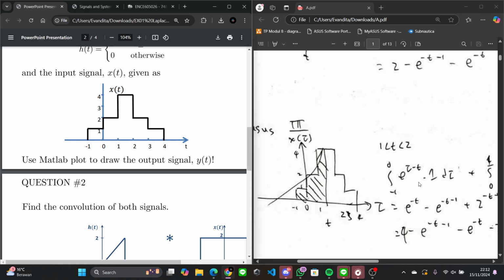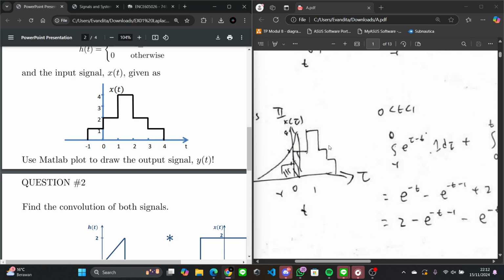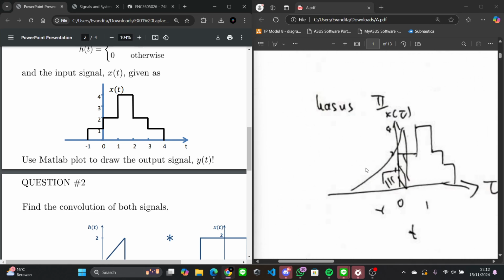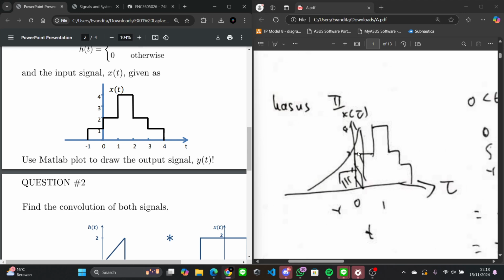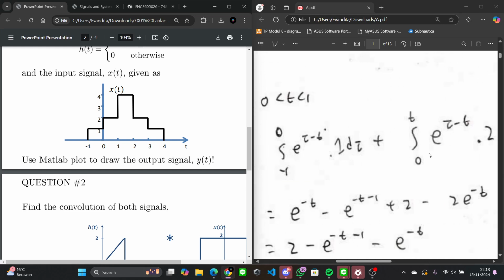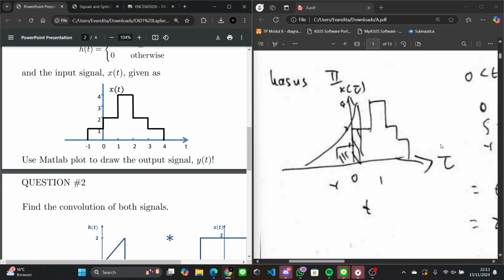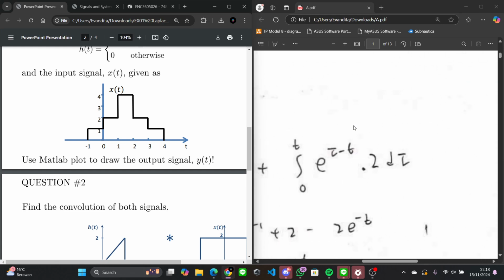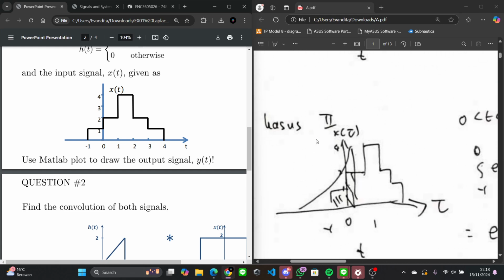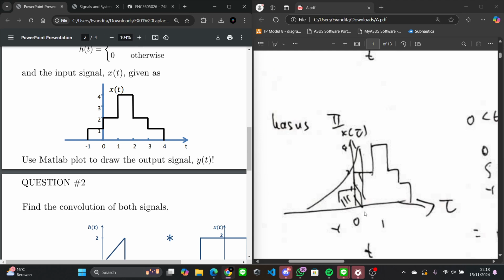So in case 2, when t is 0 to 1, here the value is 2. In the second integral, we need to multiply by 2, because the value of x(t) is equal to 2. And don't forget that the upper limit of the integral must be t, because this right limit is between 0 and 1, at a certain point, so it could be 0.5 or another value, and we can symbolize it as t.